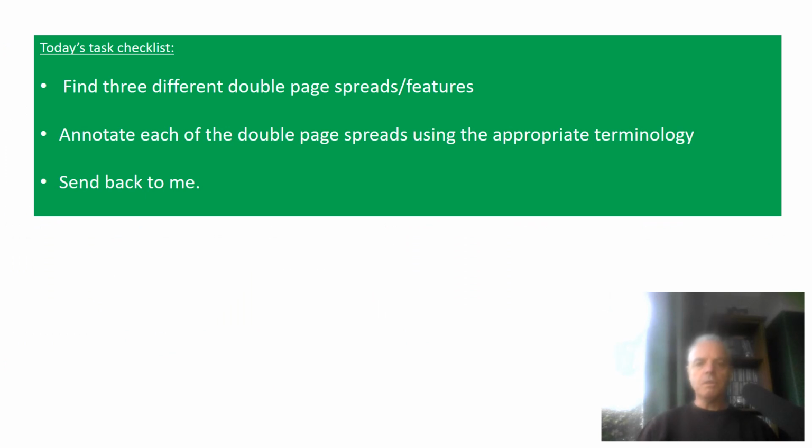Okay, so what I want you to do is these 3 things. I want you to find 3 double page spreads, and I want you to be able to identify the features on each by annotating them. And then once you've done that with 3 different styles of double page spreads, I just want you to send them back to me so I know you can recognize different styles, different ways of putting double page spreads together, and also you can apply the features.